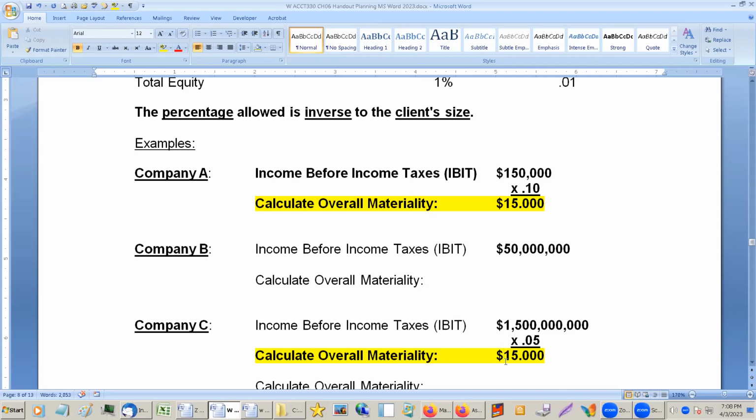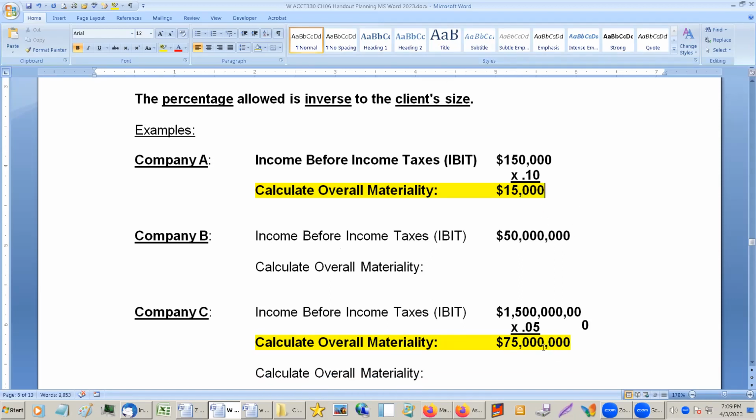Well, it's what, 1,500,000? $75 million? You know what? I think I didn't put a comment in. I did this wrong. Okay, so this is 75 million.